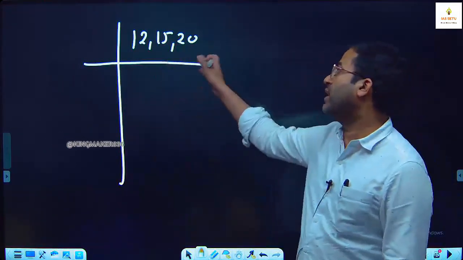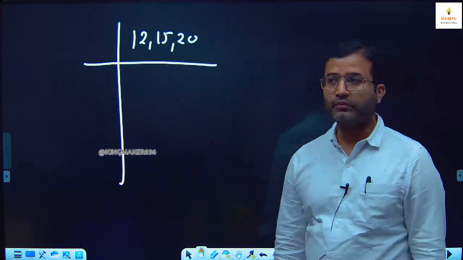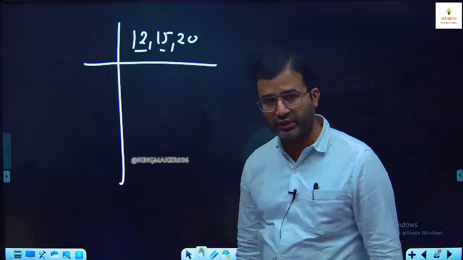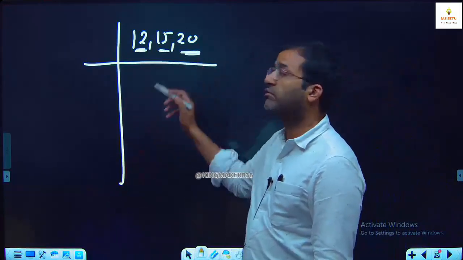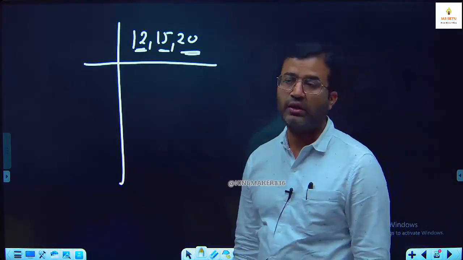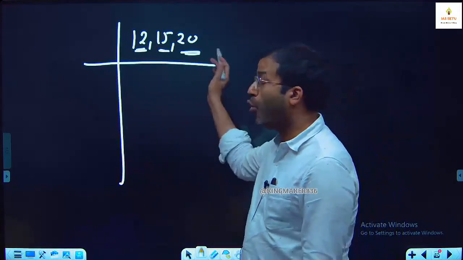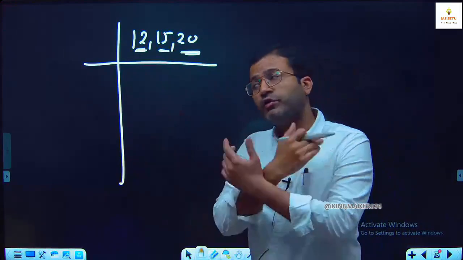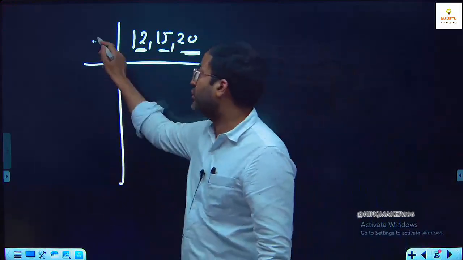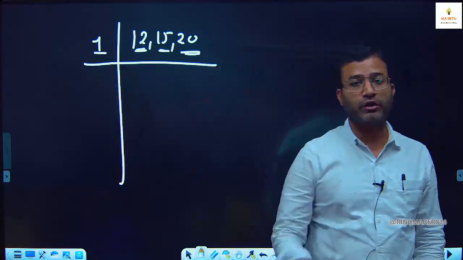Now here 12, 15, 20. 12 and 15 have 3 as a common factor. 15 and 20 have 5 as a common factor. 12 and 20 have 4 as a common factor. But तीनों में, from all these 3 numbers, we don't have any number other than 1 which is common from all the numbers. So HCF of 12, 15, 20 is 1.